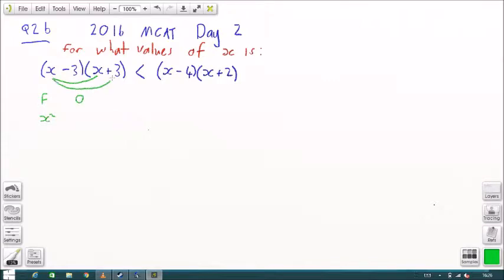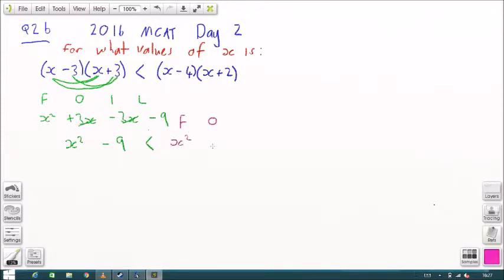So the first two terms, x times x, gives you x squared. The outside terms, x times positive 3, gives you plus 3x. The inside term, negative 3 times x, gives you negative 3x. And the last term in each bracket, negative 3 times positive 3, gives you negative 9. Now this is a difference of squares, so those two will cancel off and leave you with x squared minus 9 is the left hand side of this inequality expanded.